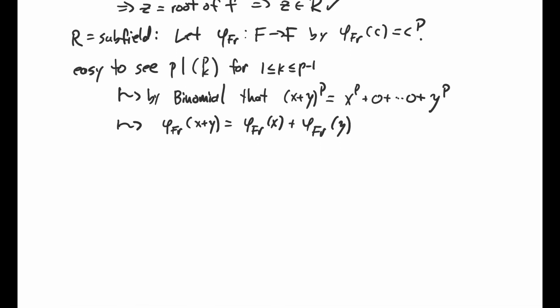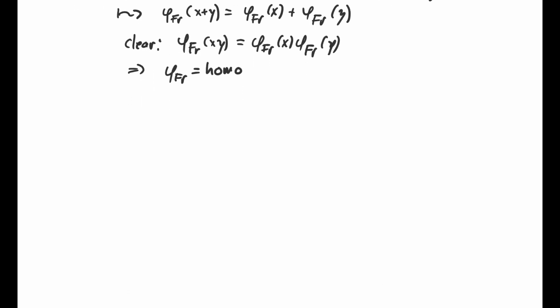Okay, rewriting that in terms of the Frobenius endomorphism, we see that it splits up sums. The pth power of a sum is just the sum of the pth powers. And of course, it's obvious that it splits up products. And the result is that the Frobenius endomorphism is a homomorphism.